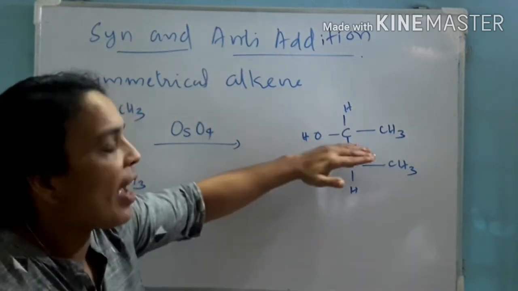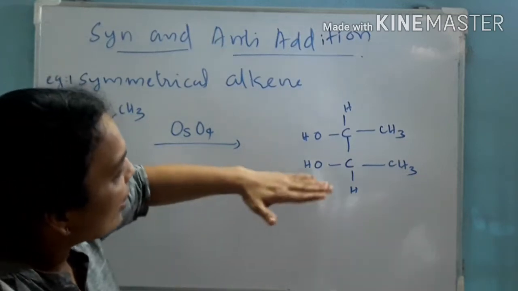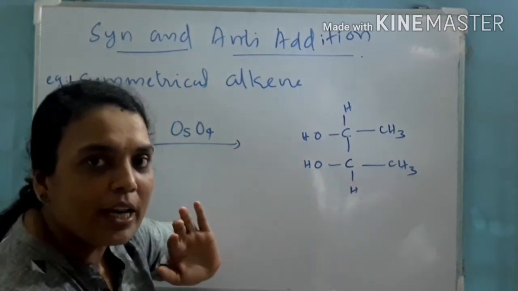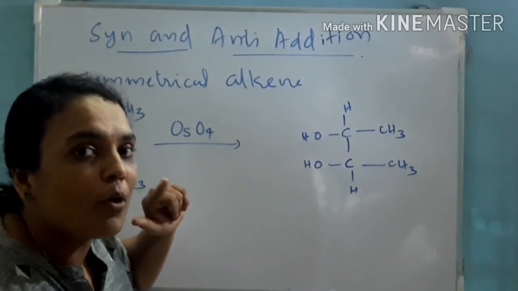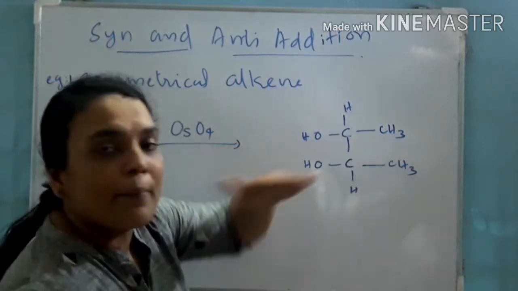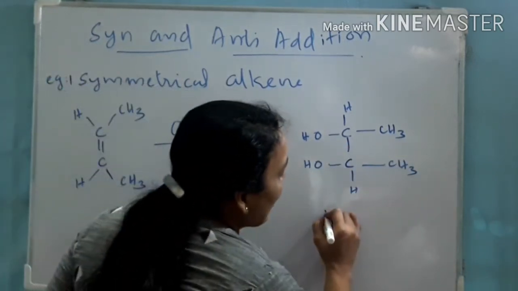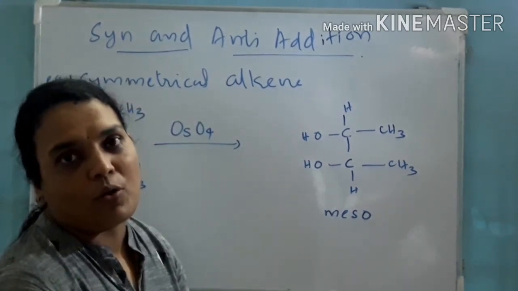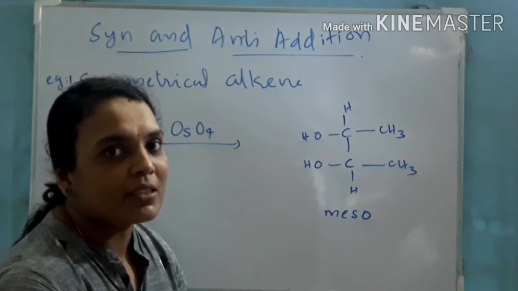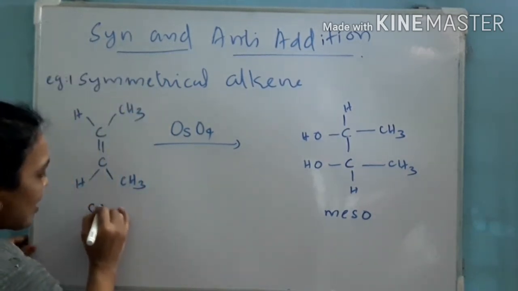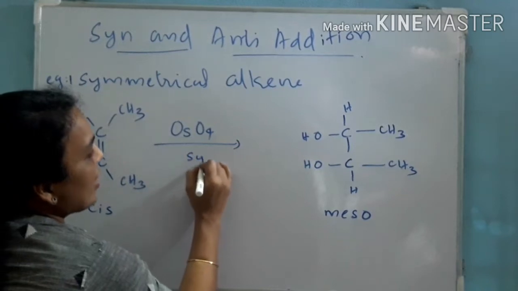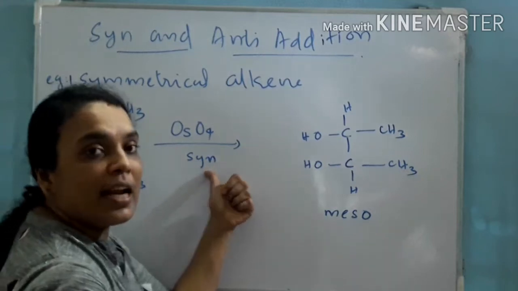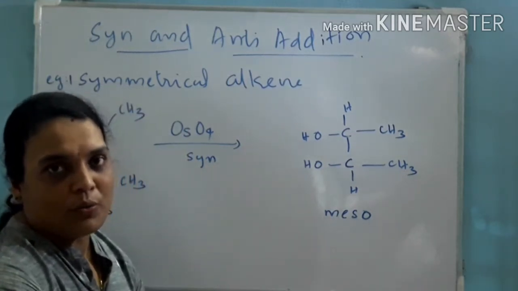So what do we have? We have a compound like this. This carbon is optically active and this carbon is also optically active, but is it an optically active compound? No, because there is a plane of symmetry. So we call it a meso compound. It is a meso compound. This is a cis isomer undergoing syn addition. The product is meso. Cis isomer, syn addition, the product is meso.